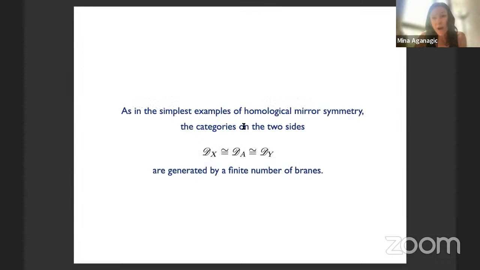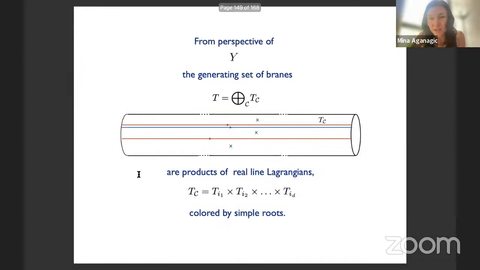Now, however, as in the simplest examples of homological mirror symmetry, the categories of branes on the two sides are both generated by a finite number of branes. The generating set of branes from the perspective of Y are simply products of real line Lagrangians colored by simple roots and equipped with a certain local system.